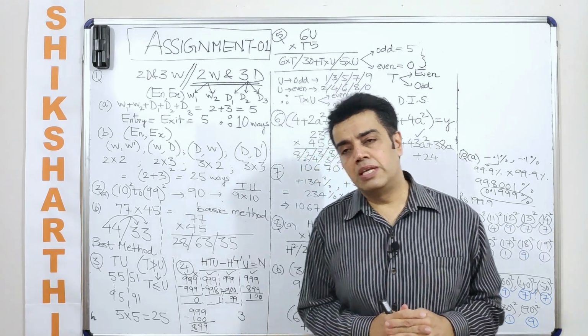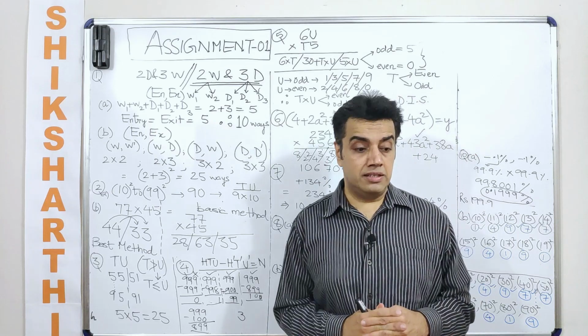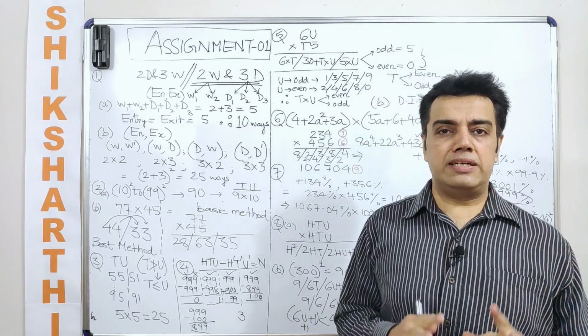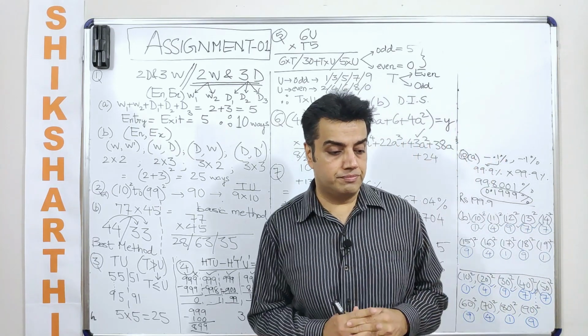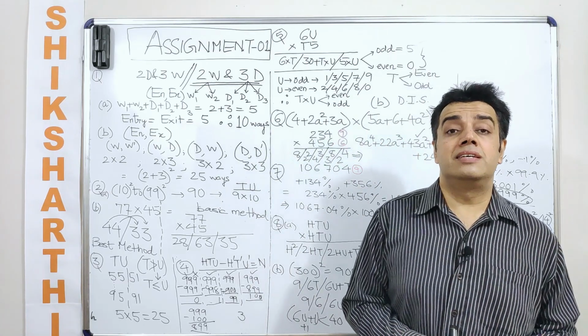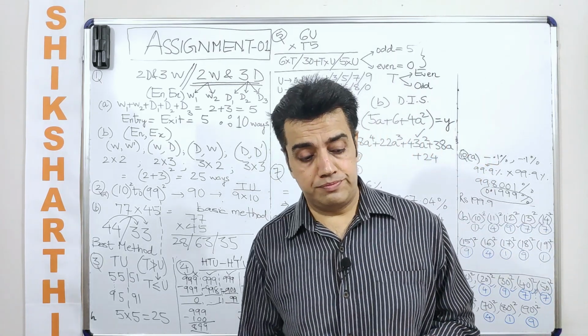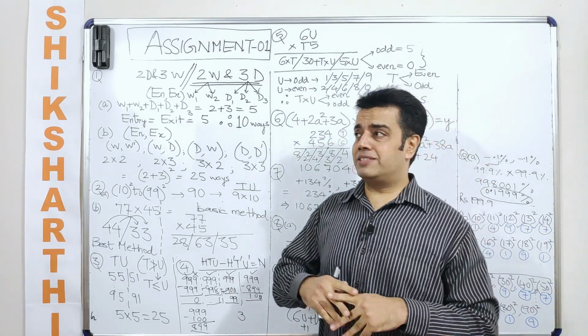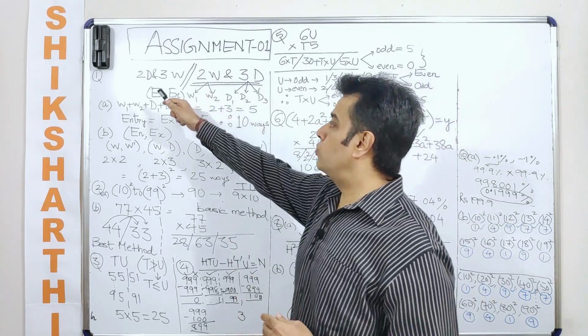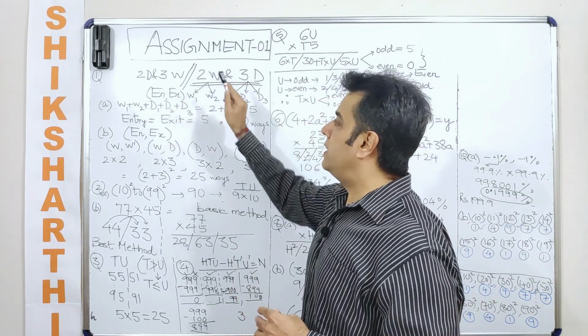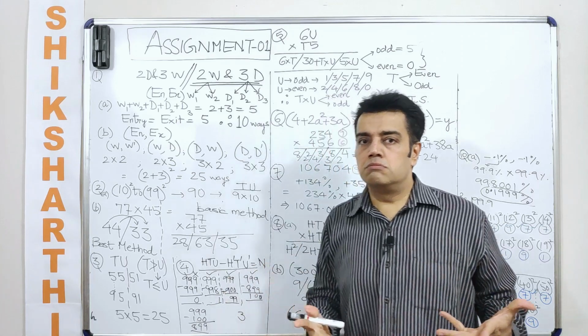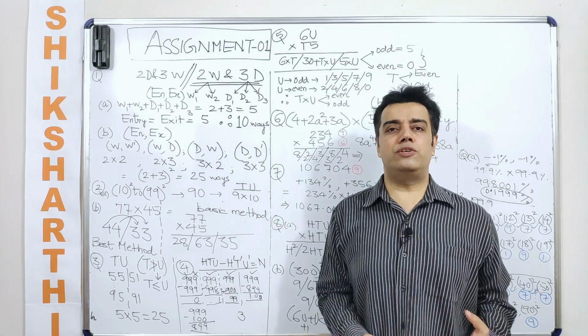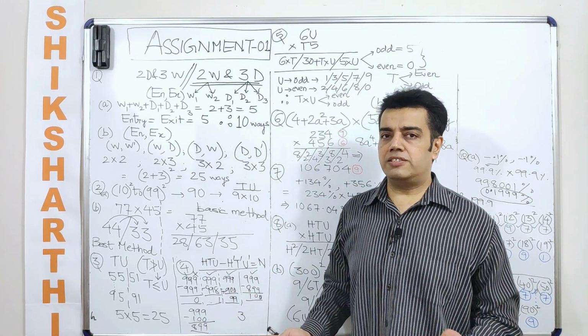So let's start. Starting off with question number 1, which basically talks about a room that has 3 doors and 2 windows. Now it makes no difference if I take 2 doors and 3 windows, or if I take 2 windows and 3 doors. And we will see this during the interaction.